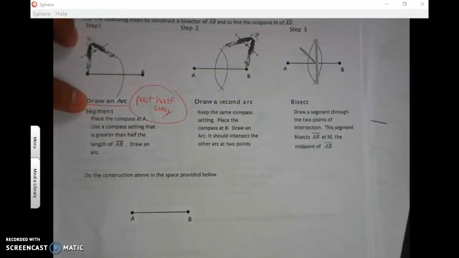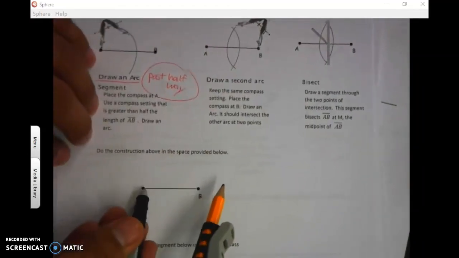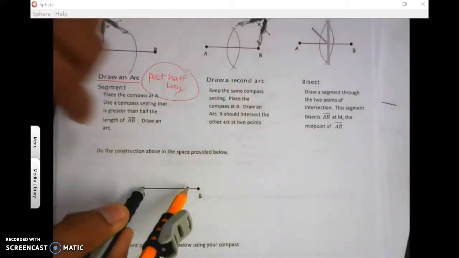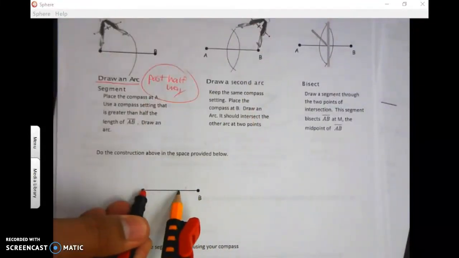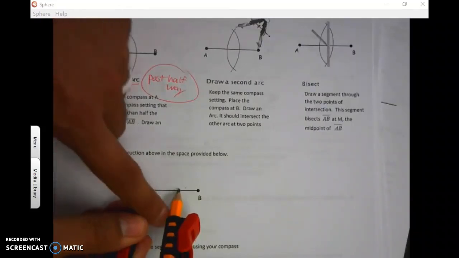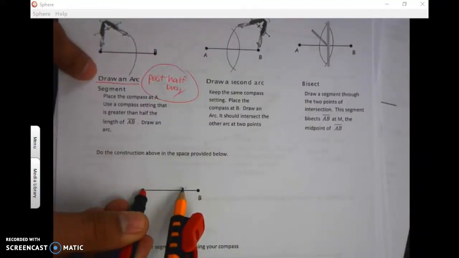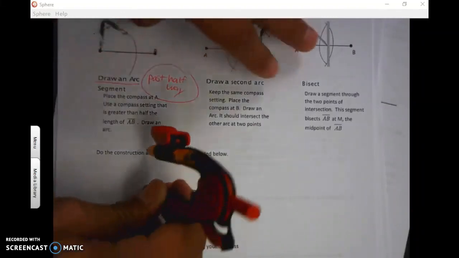So here's what I would really do for my first step. Take my compass and put the pencil maybe 3/4 of the way across. I'm going to use this one. So a little bit past halfway. Do y'all agree that's past halfway, maybe a little more, whatever. If you have it past halfway, it's going to work. And it says, step 1, draw an arc. You need to draw a big arc. So watch how I do it.